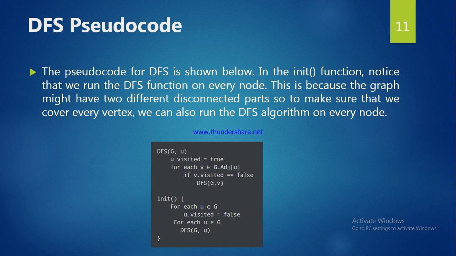Let's see the pseudocode of the depth first search. The pseudocode for depth first search is shown below. In the initialization function, notice that we run the depth first search function on every node. This is because the graph might have 2 different disconnected parts. So to make sure that we cover every vertex, we can run the depth first search algorithm on every node.